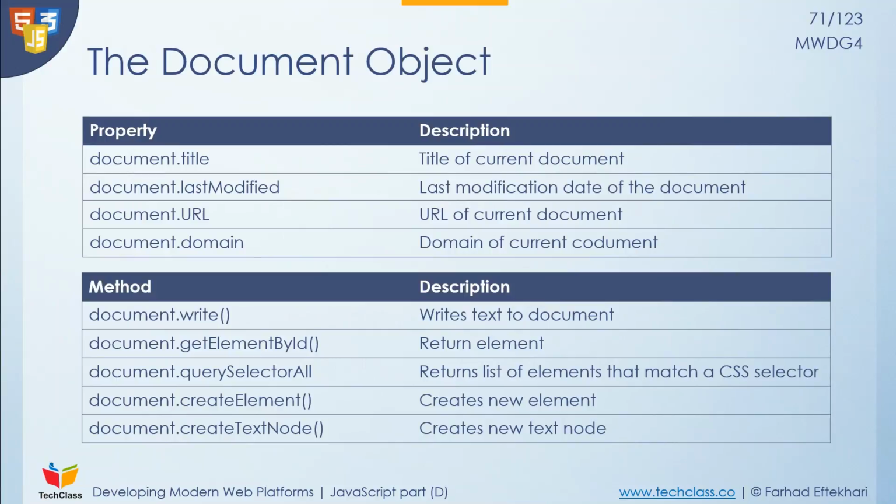All right, and here you can see the document object, which has title, last modified, URL, domain. There's also some description about them. For instance, when you want to have access to the title of the page, you can use document.title, the last modification date, and then the URL domain, and also some methods like document.write, which we used earlier, document.getElementById, which is quite beneficial and important in JavaScript, and the others.